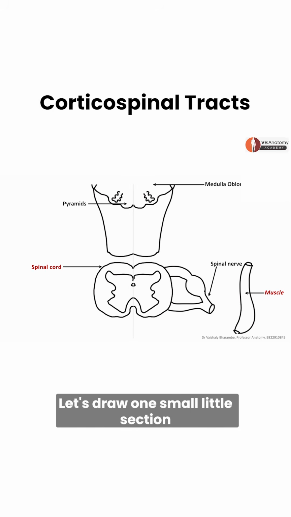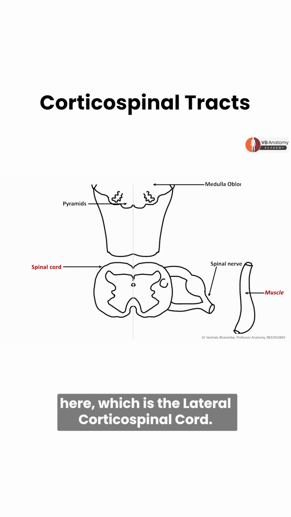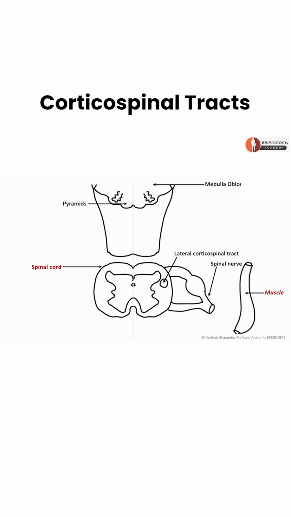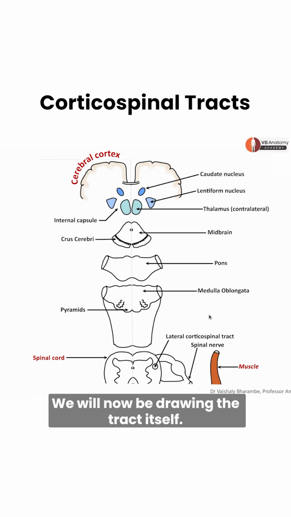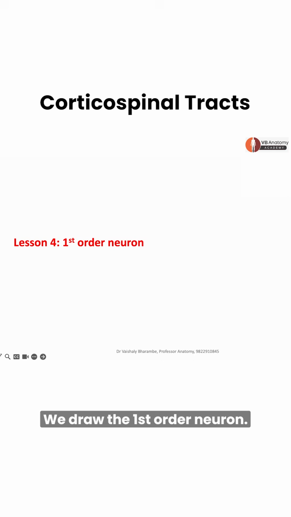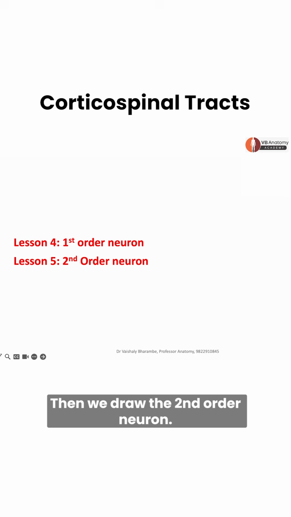Let's draw one small little section here, which is the lateral corticospinal tract. We will now be drawing the tract itself. We draw the first order neuron, then we draw the second order neuron.